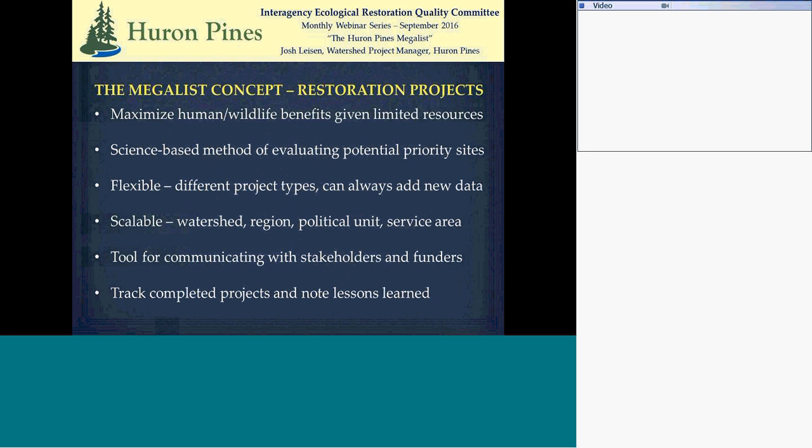The Megalist includes sites determined as priorities based on objective, science-based analysis of comprehensive inventory data that's been collected in the field. It's meant to be a flexible tool that can be adapted to incorporate different types of projects and scaled to different geographies, whether that's a watershed, an organization service area, or political unit. The Megalist is also an excellent tool for communicating with project partners and potential funders. And it's a place that you can track completed projects along with comments and lessons learned about projects that have been done.